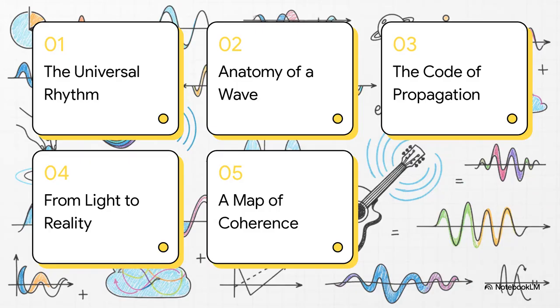So, here's our game plan. We're going to start by finding this hidden pattern in, well, everything. Then we'll break down what a wave actually is. After that, we'll get into the mathematical code itself, see how it shows up everywhere from light to quantum mechanics, and wrap up by talking about what it all tells us about reality itself.